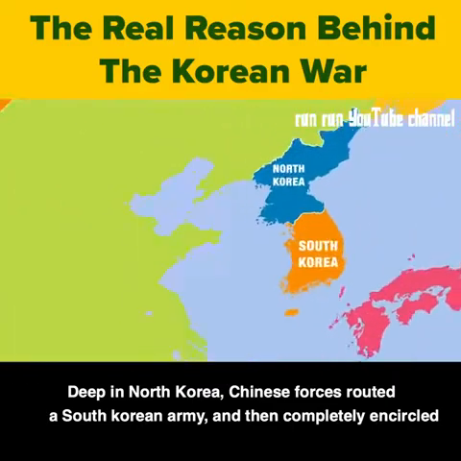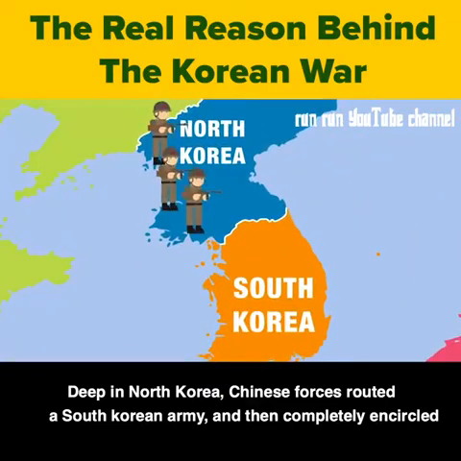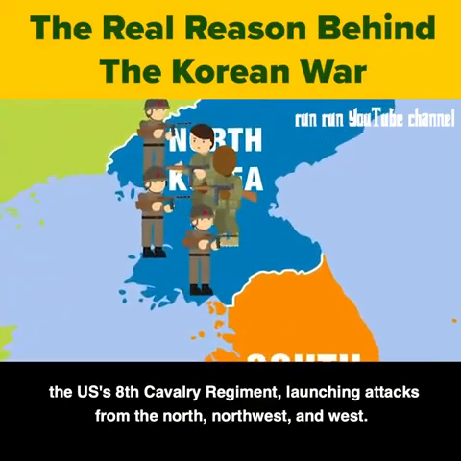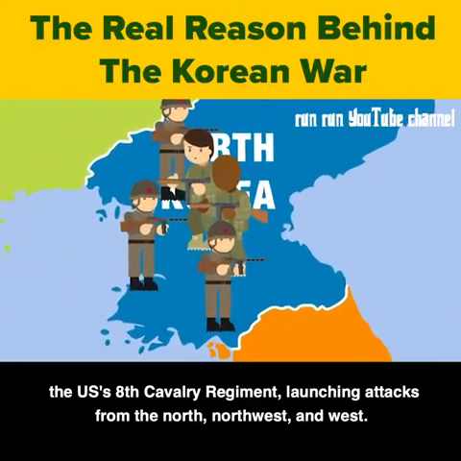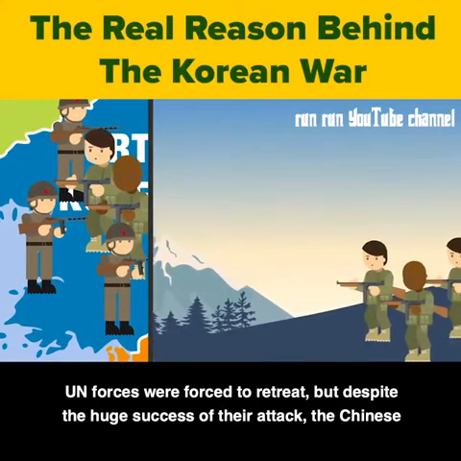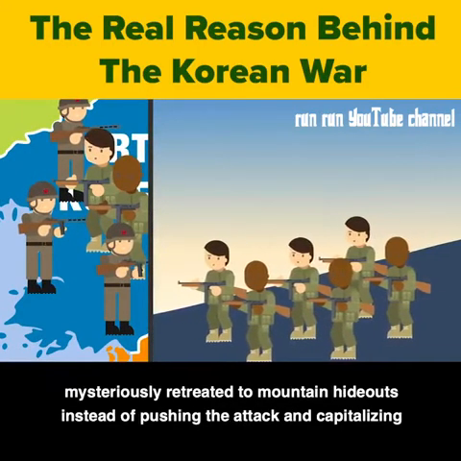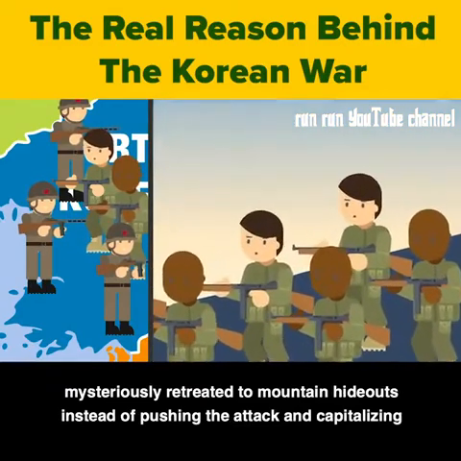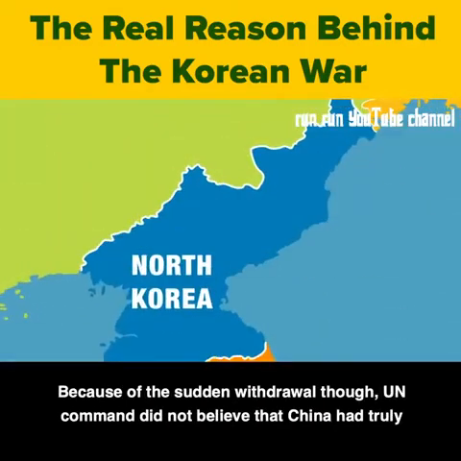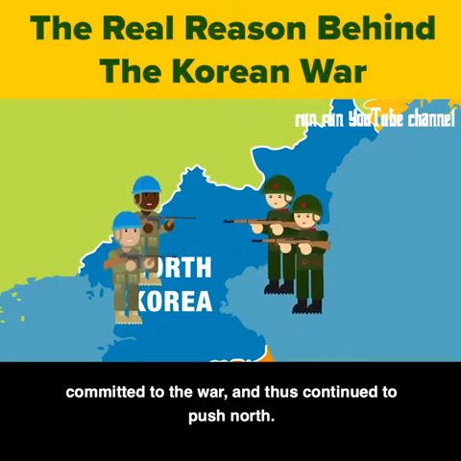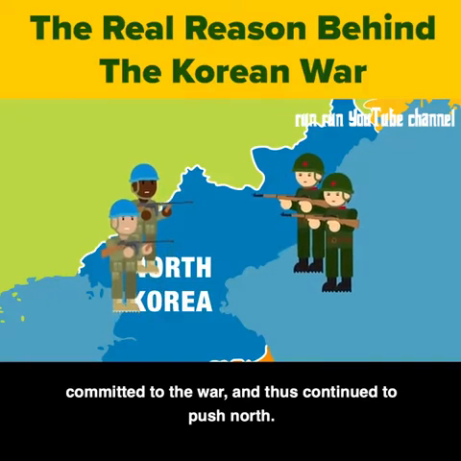Deep in North Korea, Chinese forces routed a South Korean army and then completely encircled the US's 8th Cavalry Regiment, launching attacks from the north, northwest, and west. UN forces were forced to retreat, but despite the huge success of their attack, the Chinese mysteriously retreated to mountain hideouts instead of pushing the attack and capitalizing on their victory. Because of the sudden withdrawal, though, UN command did not believe that China had truly committed to the war, and thus continued to push north.